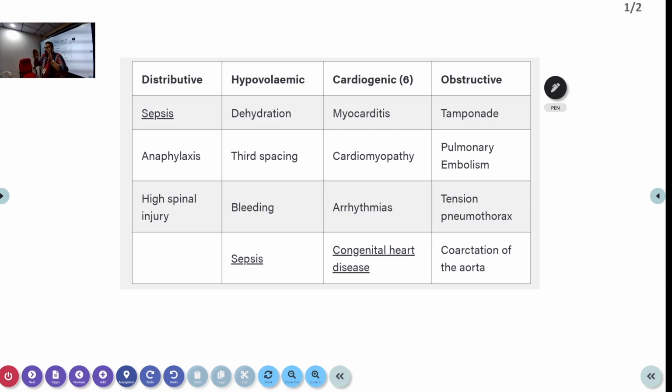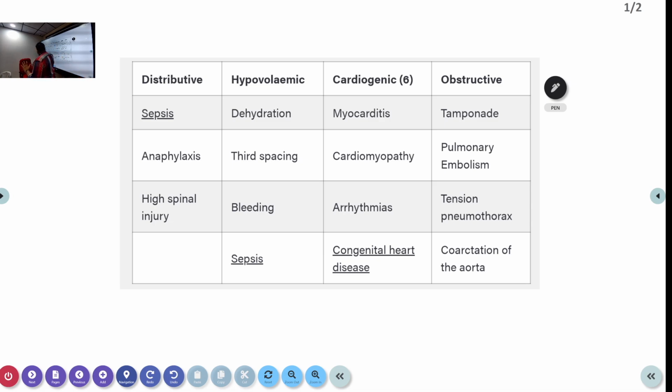For all these shocks, the body can have a normal compensatory mechanism by which it tries not to go into hypotension. If the compensatory mechanism fails, the patient will go into hypotension. So, compensated shock and hypotensive shock. That is the simple terminology.